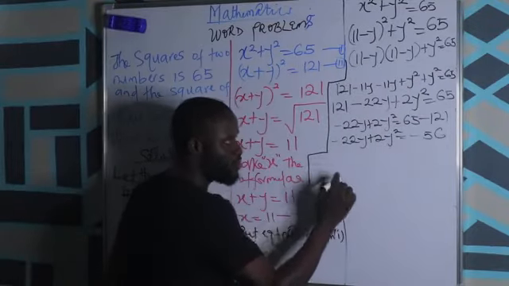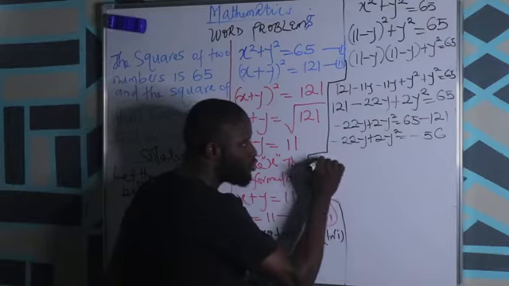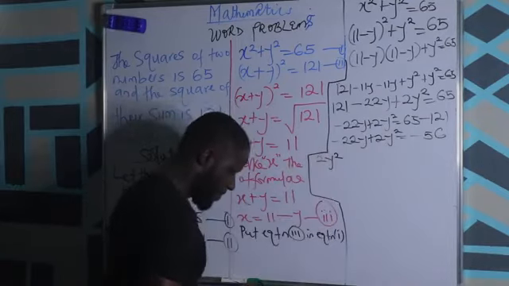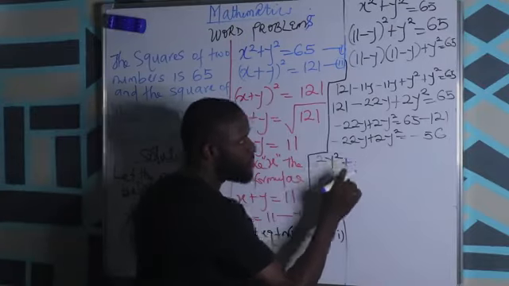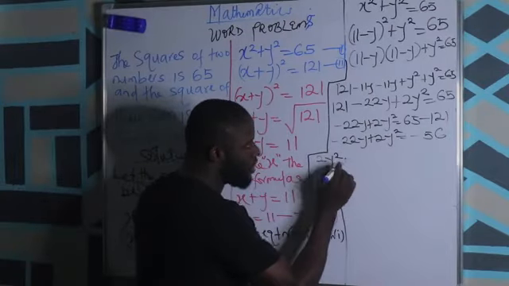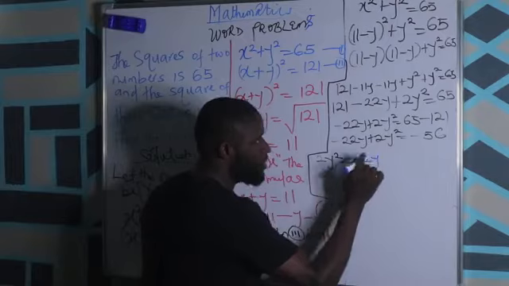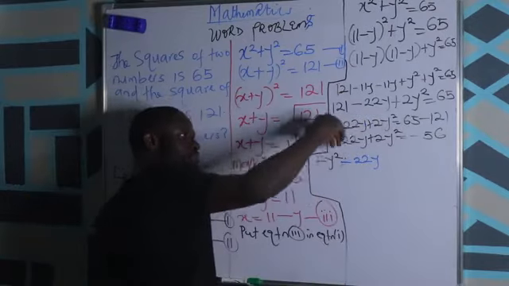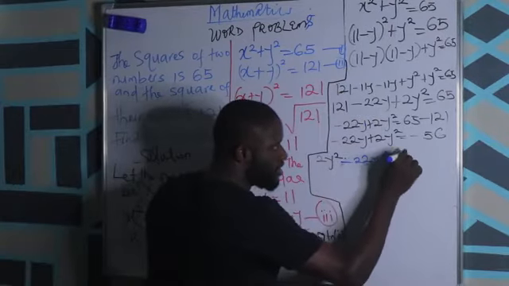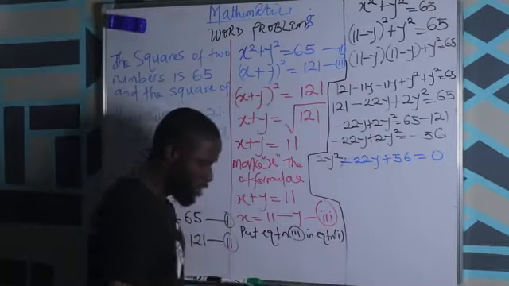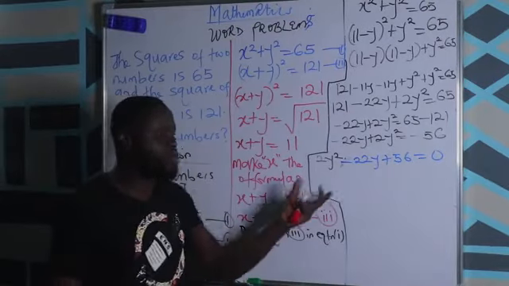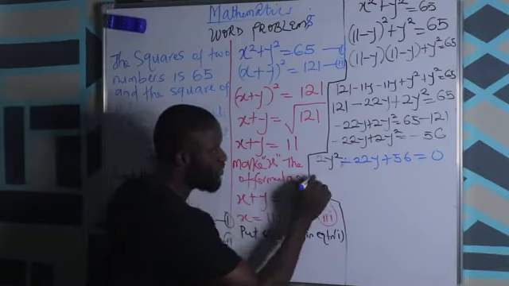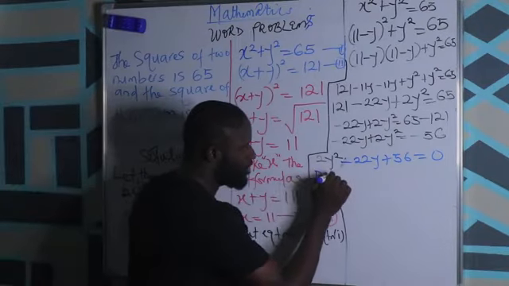So now let's make everything equal to 0. So I have 2y squared minus 22y. When 56 is coming back this way, it becomes plus 56 is equal to 0. If you notice, we can divide all through by 2 to make it simpler. So let's divide all through by 2.